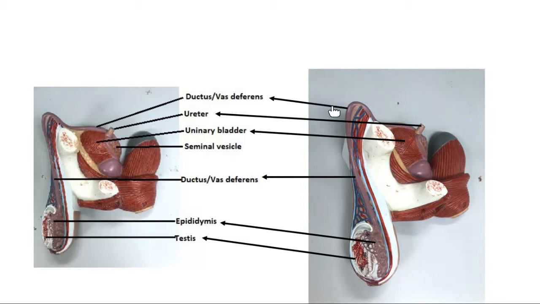The upper part is the vas deferens, and you have a seminal vesicle. This is also the ductus deferens, where the vas deferens continues like this. And here this part is the epididymis, and the lower part is the testis.